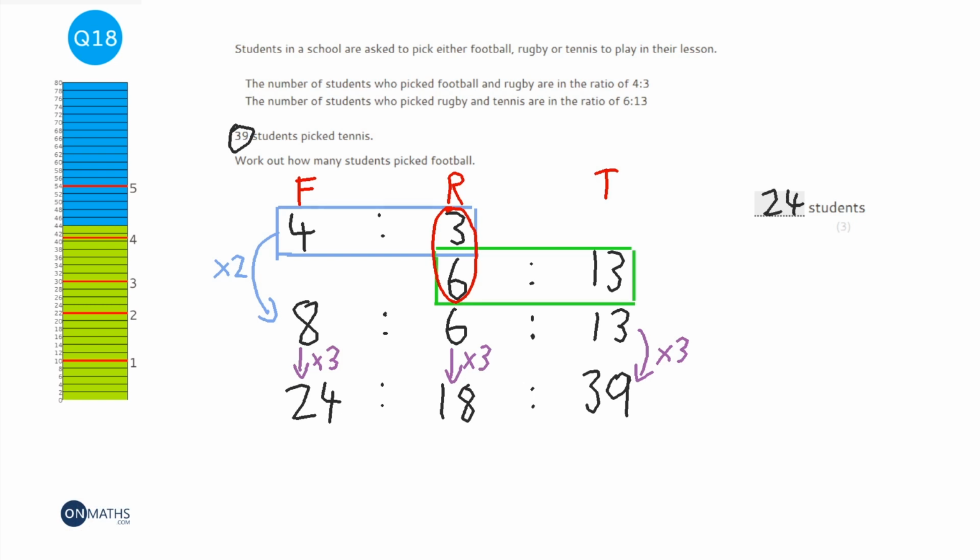This is not the easiest ratio question out there, but if you just try and link the two ratios together, then it will start to make sense and it will start to become a lot easier.